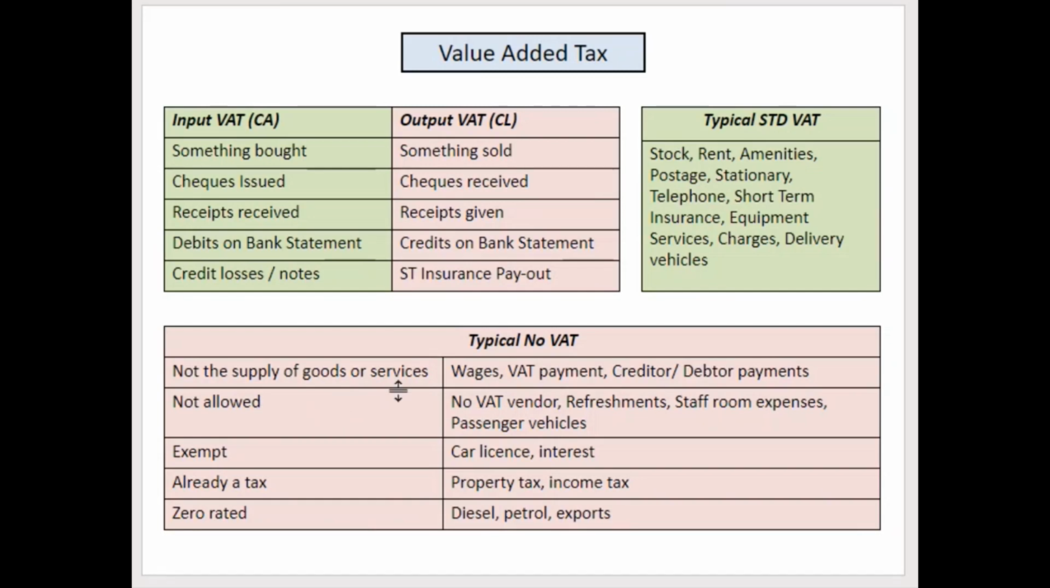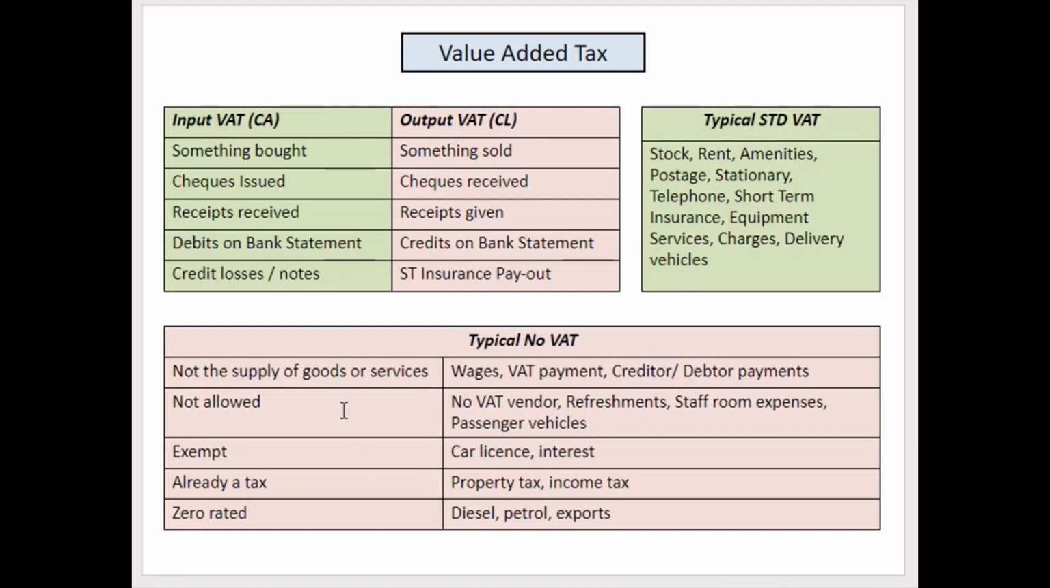So sometimes something is not the supply of goods or services, and then there will be no VAT. Some things like that is wages, VAT payments. You can't pay tax on tax. I've said that many times. And then payments made to creditors or payments received by debtors. Why? Because you dealt with the VAT the moment the invoice was given. So that's why it's not applicable now.